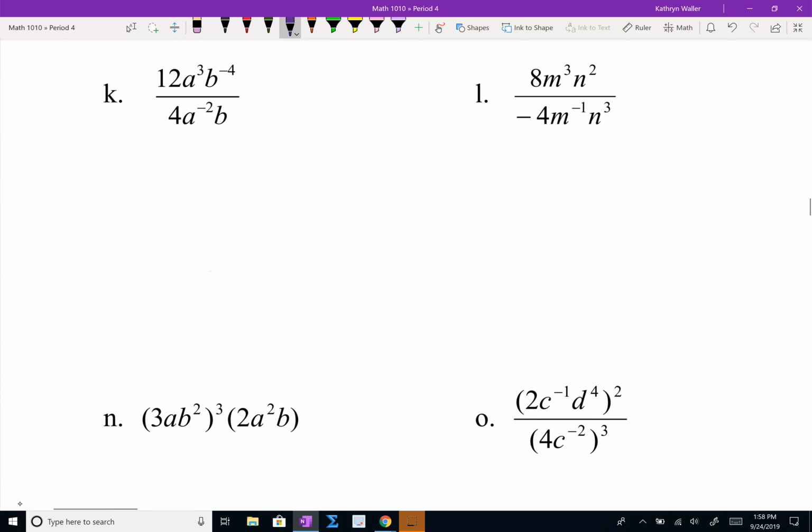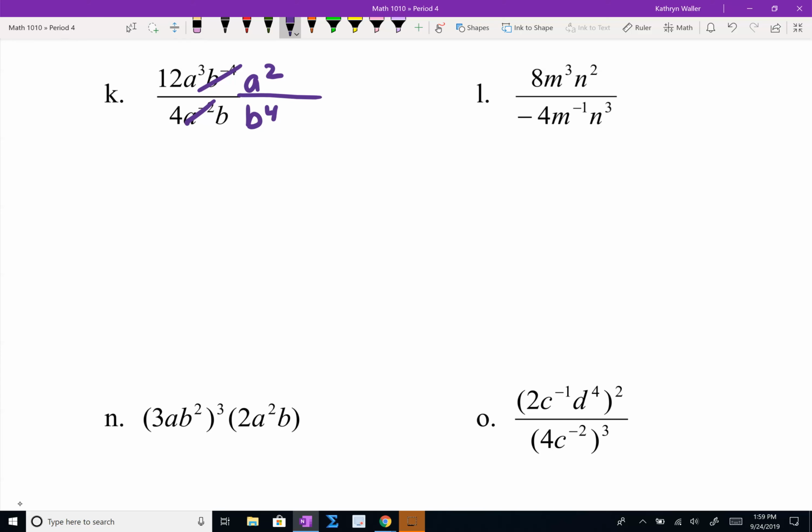Okay, look at K. Let me show you what people do. Freeze right here on K. They say, look at the a's, 3 on top, 2 on bottom. That leaves me 1 on the top. Can I do that? No. If you have negatives, the second you see those negatives, fix them. What do I mean fix them? Move them. The a to the -2 comes up and becomes an a to the +2. The b to the -4 comes down and becomes a b to the +4.